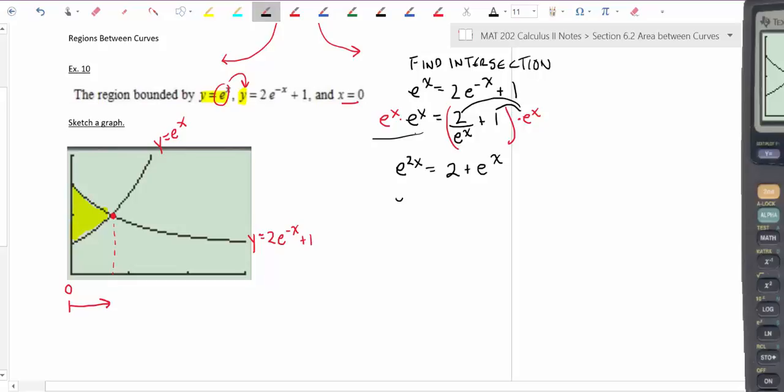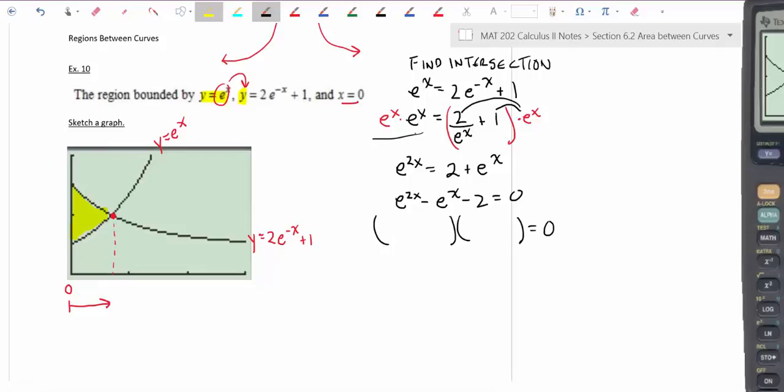So I'm going to move everything to the left side and get e to the 2x minus e to the x minus 2 equals 0. And I'm going to solve this by factoring. So I'm going to draw two parentheses, and let me show you how this works. The first term is e to the x. So that means what you're going to put in your factors are e to the x times e to the x. And then the last term is 2. So you're going to work with 2 and 1.